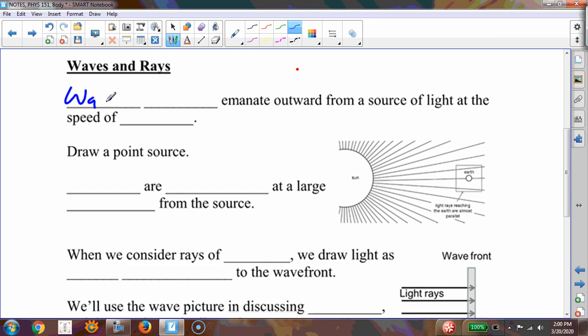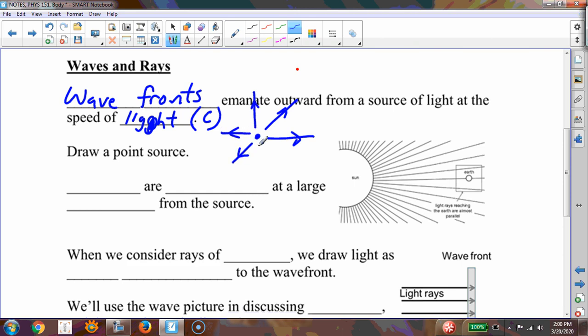So wavefronts emanate outward from a source of light at the speed of light. Remember that speed of light? Oops, sorry, I got two G's in there. The speed of light was that c value, 3 times 10 to the 8th meters per second. And so if I have a point source here, say a light bulb, light will move outward from that in all directions with the same intensity, with the same brightness.